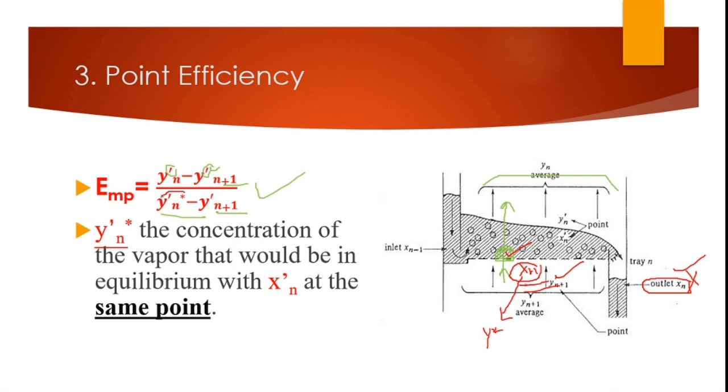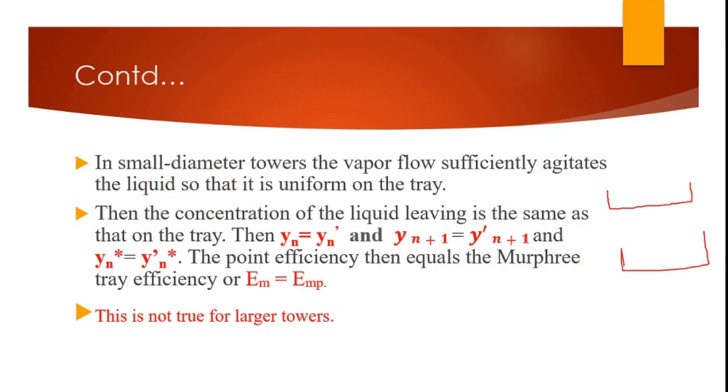So even the equilibrium term in this definition is different for point efficiency. Now, from a mathematical perspective, you can differentiate between Murphy efficiency and point efficiency, at least from the formula perspective. So this is very important. Everything should be at the same point, not at this point here and this point. Everything will be considered at the same point.